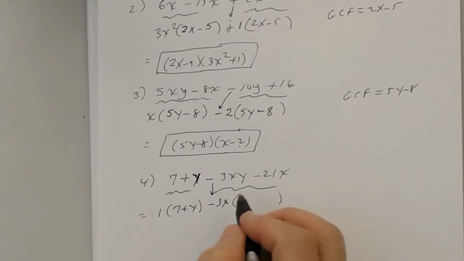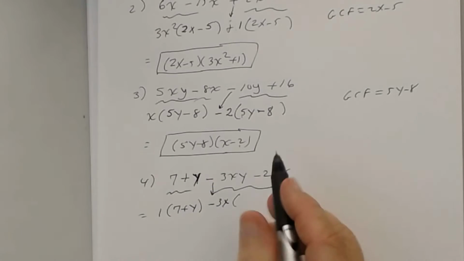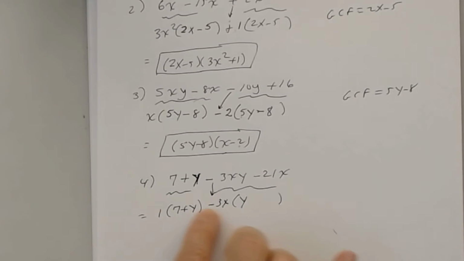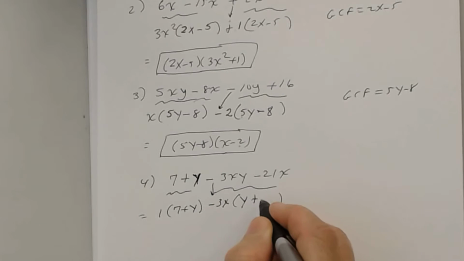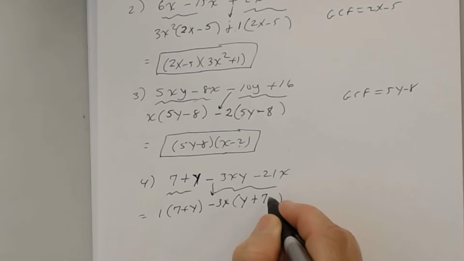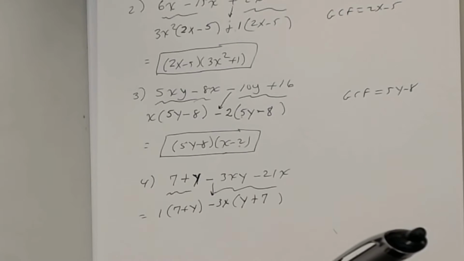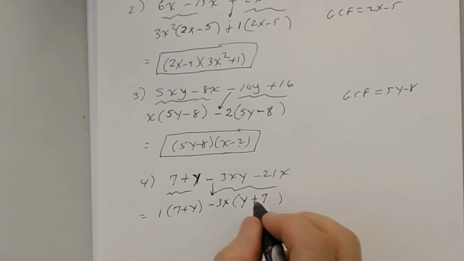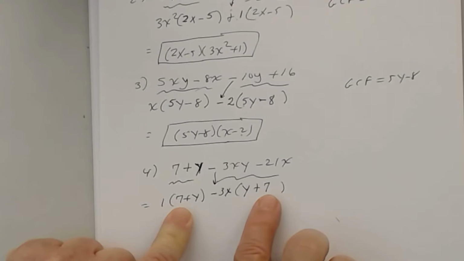Okay, now let's talk about what happens now. Negative 3x times what is a negative 3xy? y. Negative 3x times what is a negative 21x? Positive 7. Now that's 7x because x times x is x squared. You need to check yourself on that. Okay, so if you say 7x, you better check it. And if you had said 7x, you notice, well, this is 7 plus y, this is y plus 7x, that's not the same, right? So maybe I did something wrong.